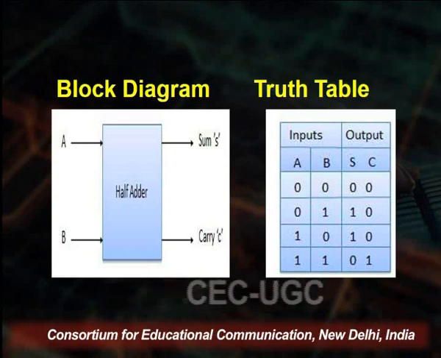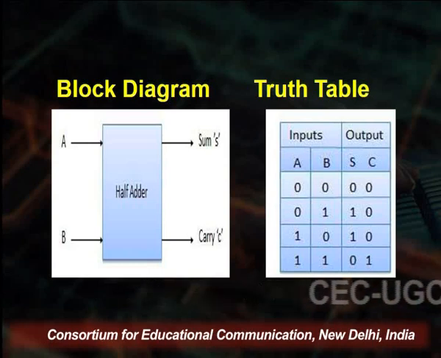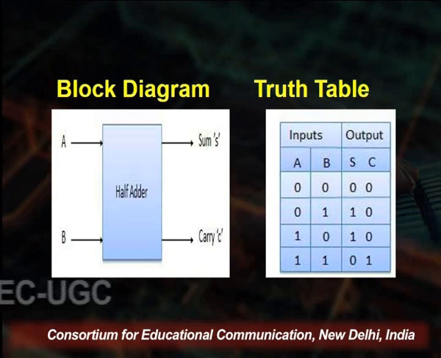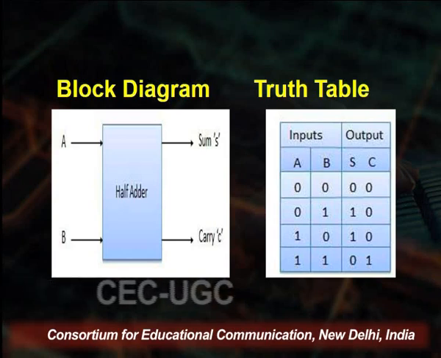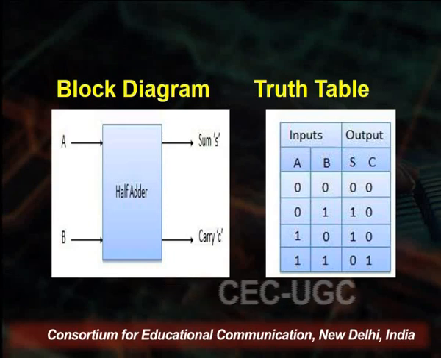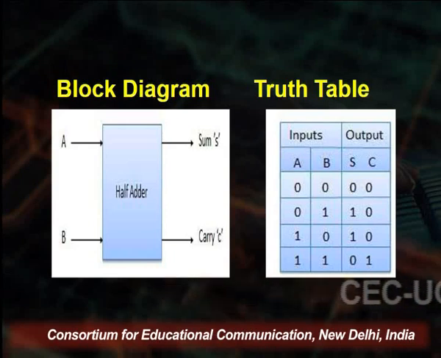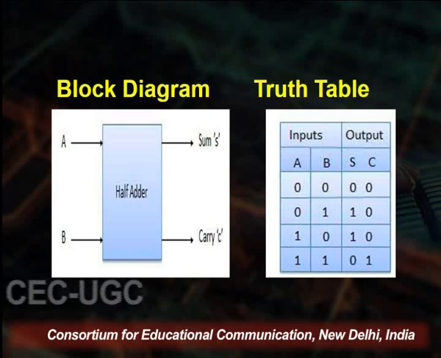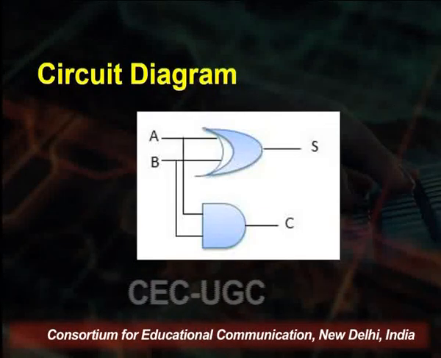Keeping in mind that there are two inputs, look at the truth table now. You have two variables A and B, so 4 combinations. On the output side we have a sum and we have a carry, sum being represented by S, carry being represented by C. If we look at this truth table, we very clearly see how we are going to implement this circuit diagram.